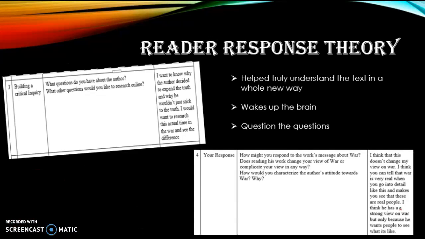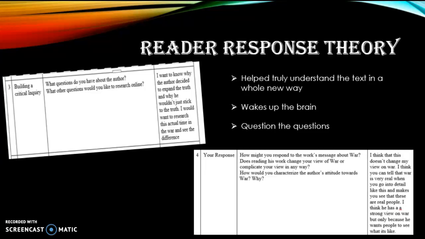So, starting off with the reader response theory, just summarizing it real quick, it helped me truly understand how to read properly. With all the tools and tips that you've given me in the class, I could really see that there are so many ways to actually go about reading, and the right ways and the wrong ways to do it.